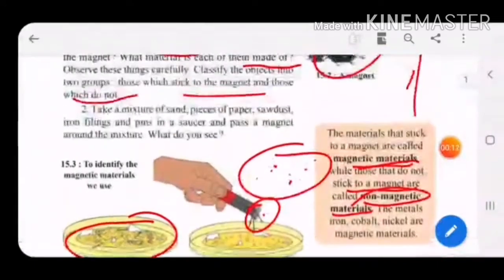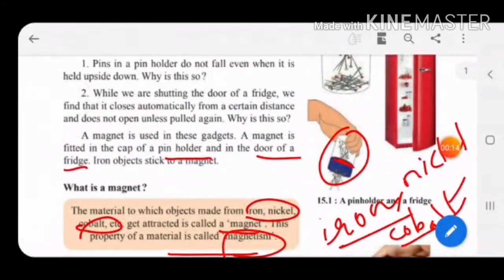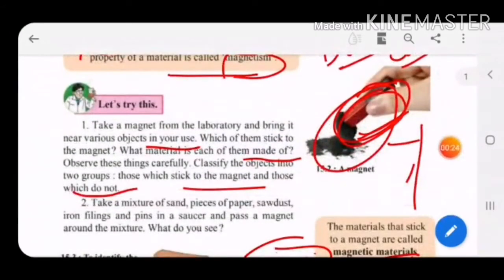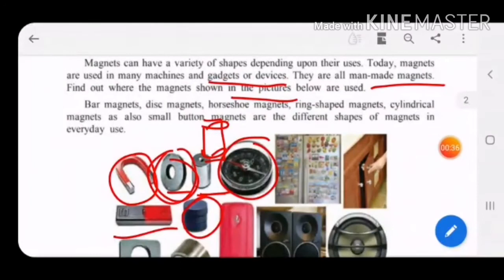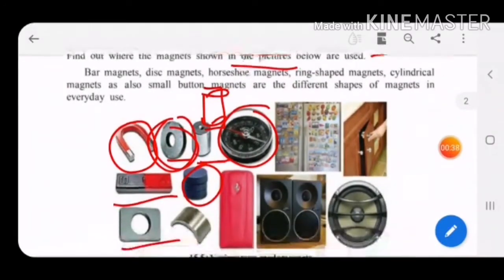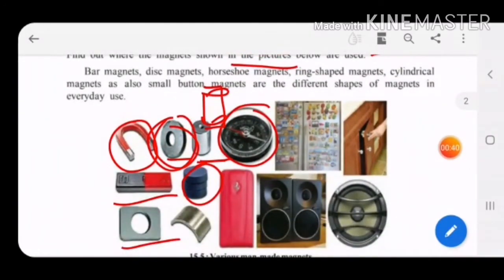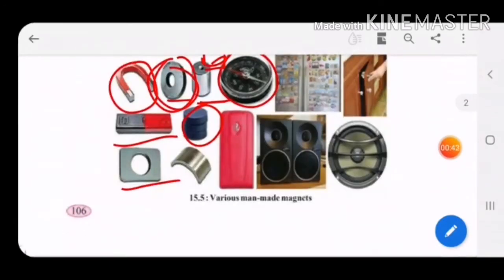In part 1 we have already seen how the magnet was discovered. We have seen the definition of a magnet. What is a magnet actually? A magnet is a material which attracts the things which are made up of iron, nickel and cobalt. Then we saw some experiments, how the bar magnet attracts iron filings. Then we saw how the magnet was discovered. Then we saw the different types of magnets, of different shapes: bar magnet, disc magnet, horseshoe magnet, ring shape magnet, cylindrical magnet, button shape magnet.